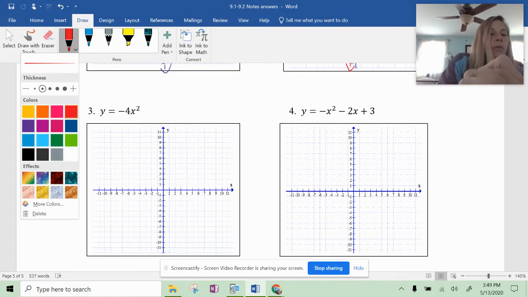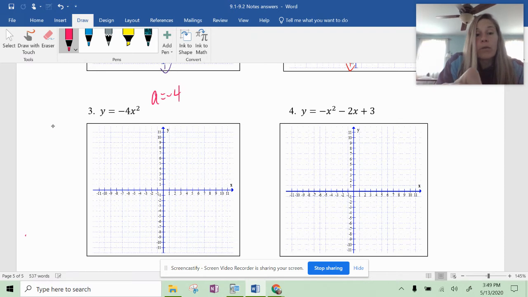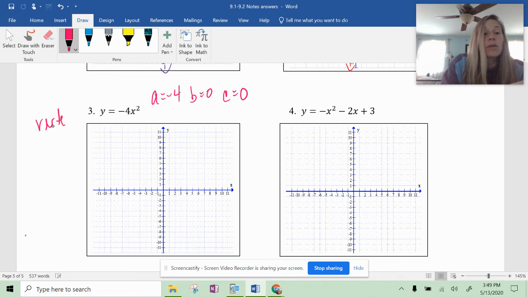Okay, so then the next one. Okay, so this one again is one of those very simplistic ones. The A is -4, however, the B and the C are both 0. So when you get one like that, you should love it because it makes everything easier because your origin, or your vertex, automatically is going to be 0, 0.